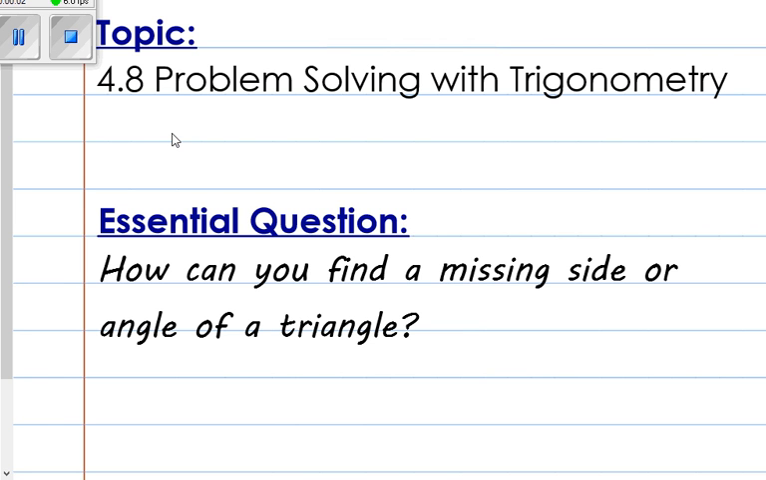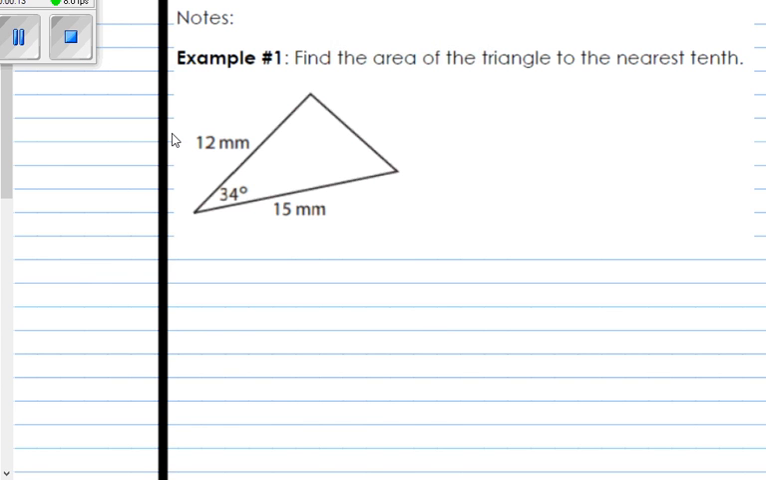Okay, 4.8, problem solving with trigonometry. We're going to continue using the sine feature of our calculator to solve some problems. So, this first problem says, find the area of the triangle to the nearest 10.